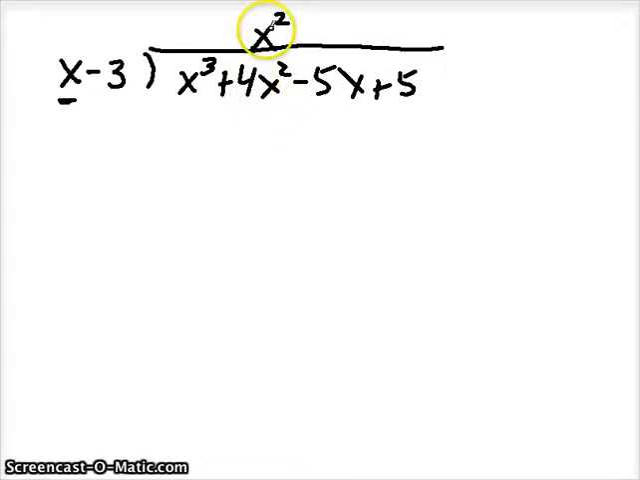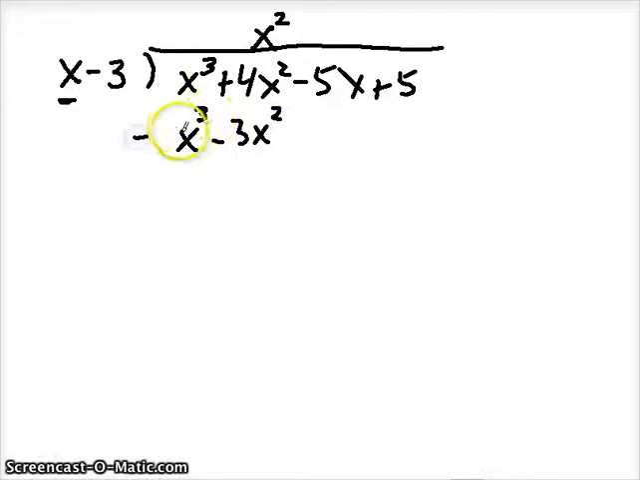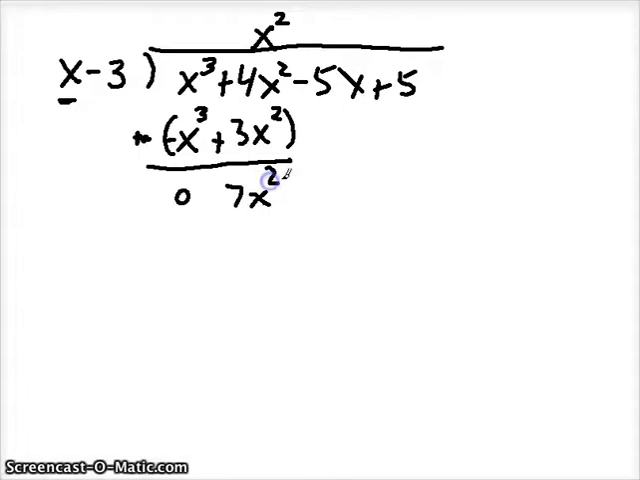And then similar to long division with just numbers, we multiply this by everything over here and subtract to find our remainder. So x squared times x is x cubed, and x squared times negative 3 is negative 3x squared. Now remember that we're subtracting this, so if we distribute that negative, we have a negative x cubed, and now we have a positive 3x squared. So we can write that instead. And now just combine top to bottom, so we don't have any more x cubes. And we now have 7x squared.